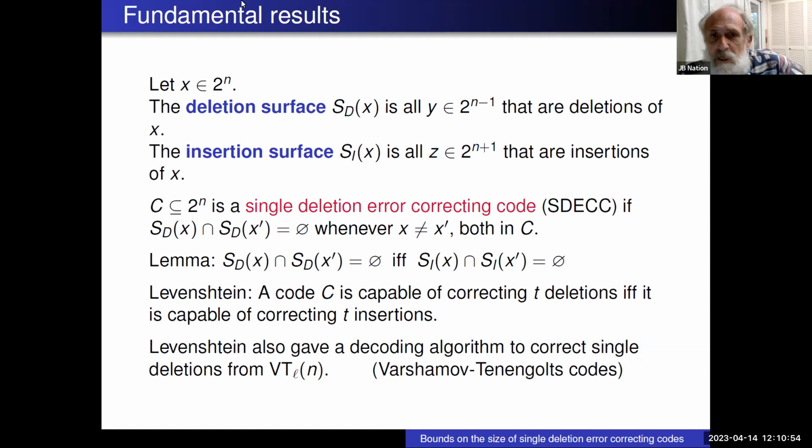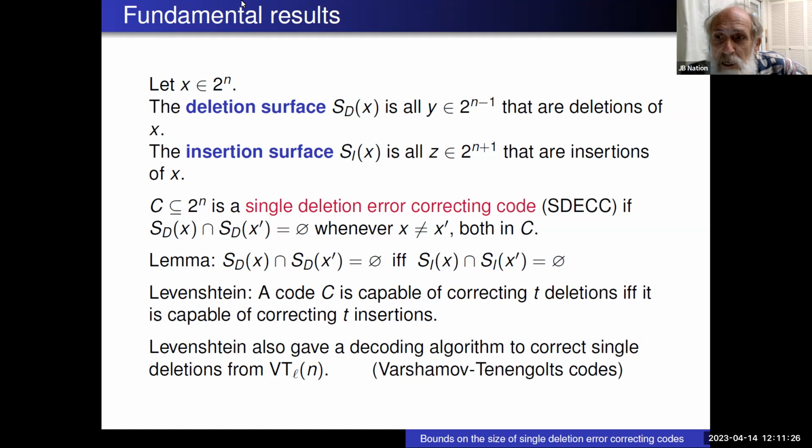And a subset of these words is a single deletion error correcting code, abbreviated that way, if no two code words have a common deletion. And the wonderful lemma from Levenshtein's paper is that if two words have a common deletion, it is equivalent to having a common insertion.